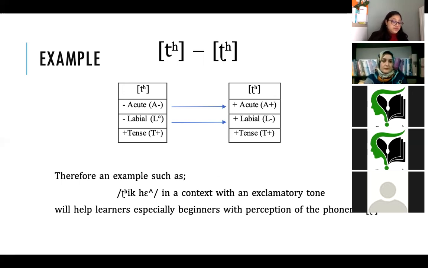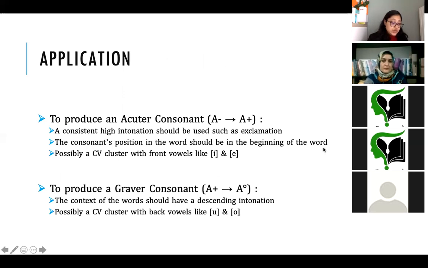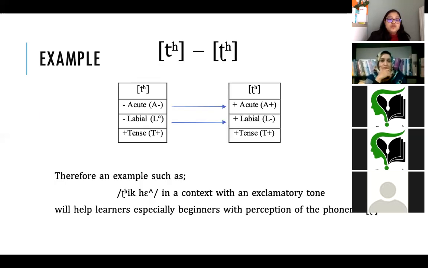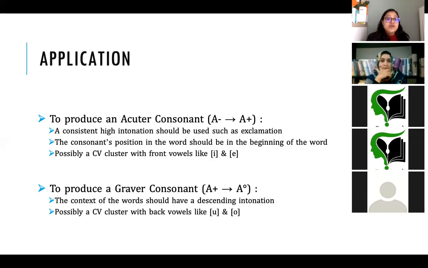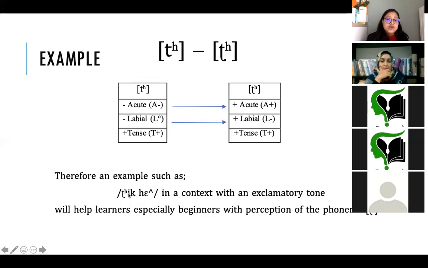Since t here is more acute than its alveolar counterpart, these suggestions were used: a consistent high tone should be used, such as exclamation, therefore TK in an exclamatory tone. The consonant position should be in the beginning of the word, which is why it is in an attack position, as well as being used in a consonant cluster with E, for example here.